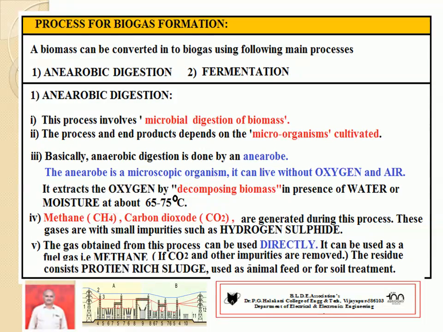In such an anaerobic digestion system, the oxygen is extracted by decomposed biomass in the presence of water or moisture. It operates at a temperature range of around 65 to 75 degrees centigrade in the digestion system, which results in the formation of methane and carbon dioxide. These gases are present with small impurities of hydrogen sulfide. The gas formed from this process can be utilized directly as a fuel gas, that is methane. If CO2 and other impurities are removed by a continuous process, the residue consists of protein-rich sludge, which is used for animal feed or soil treatment. This is one technology.